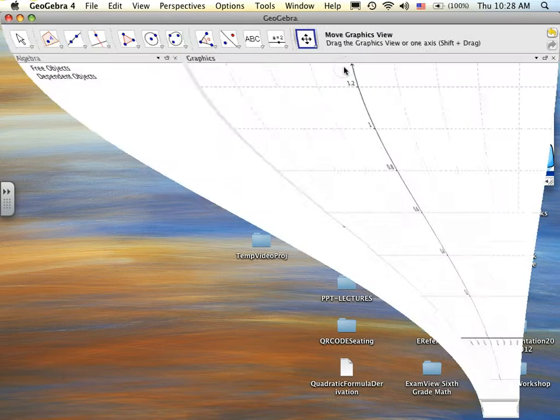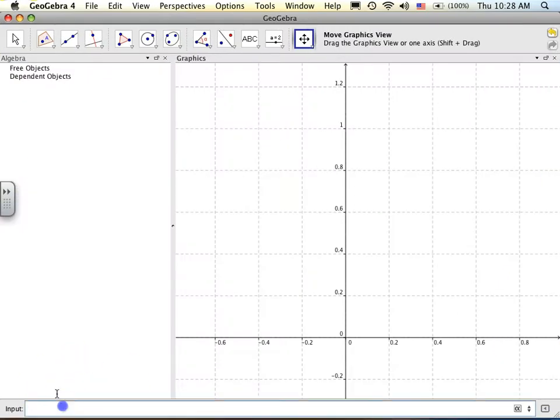Here's GeoGebra right here. I'm going to enter my first equation. What's my first equation? 6x plus 12y equals 210. Next equation: 4x plus 8y equals 140.